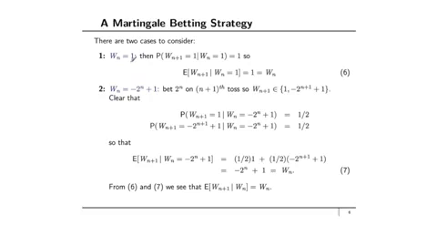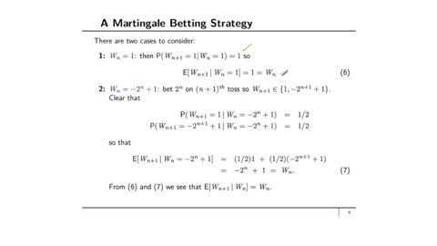So in this case, the probability that Wn+1 equals 1, given Wn equals 1, is indeed equal to 1, which means the expected value of Wn+1, given Wn equals 1, must be equal to 1, because that's the only value it can take. It takes on this value 1 with probability 1, so this expected value equals 1, which is equal to Wn.